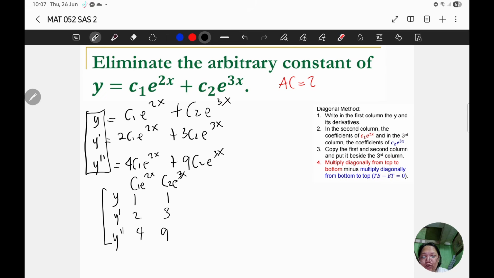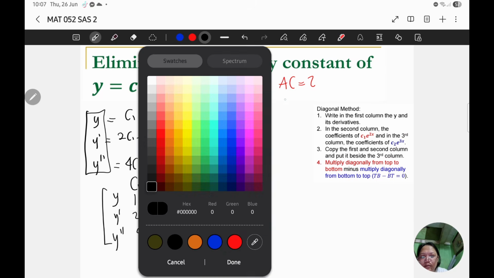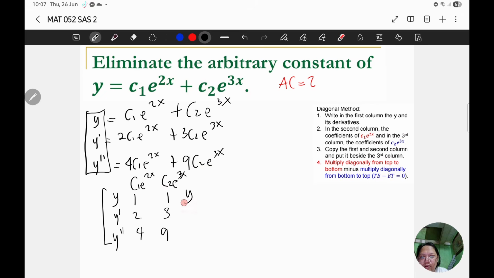Then, you copy the first two columns and put it next to the third column. So, our first and second column is y, 1, y prime, 2, y double prime, then 4.